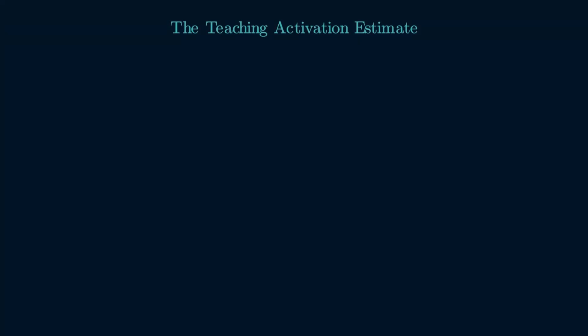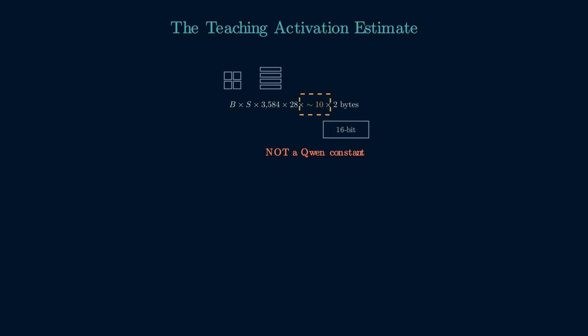The teaching estimate goes like this: batch times sequence, times the hidden width of 3584, times 28 layers, times roughly 10 saved intermediate tensors, times 2 bytes. That 10 is not a Qwen constant, it's an illustrative multiplier, because real saved activation memory depends on which tensors backward actually needs, the attention kernel, the dtype, the framework.